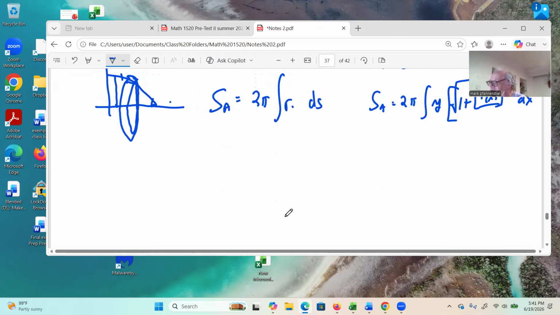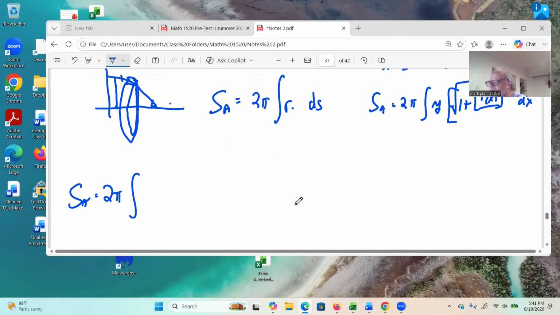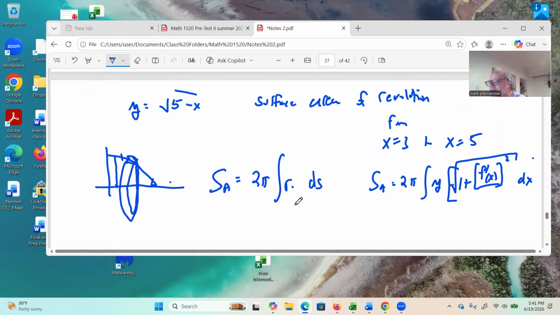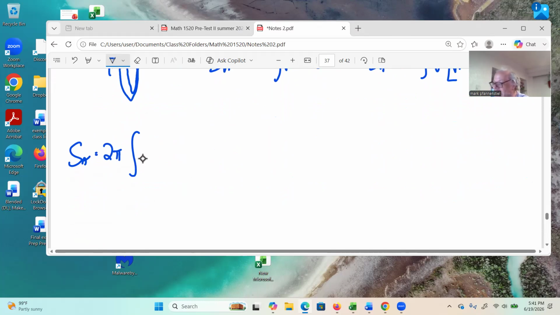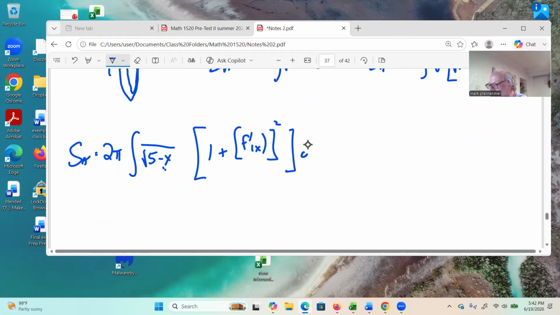So let's clean this up a little bit. So my surface area is equal to 2 pi integral, and we'll put the 3 and the 5 in there for a minute. Y, what the heck is y? Y is actually square root of 5 minus x. We're going to have square root of 5 minus x. Leave this alone for the time being. Times, and now we're going to need 1 plus f prime of x squared dx. And then there's a big square root out in front of this. Okay, so that's what we have.